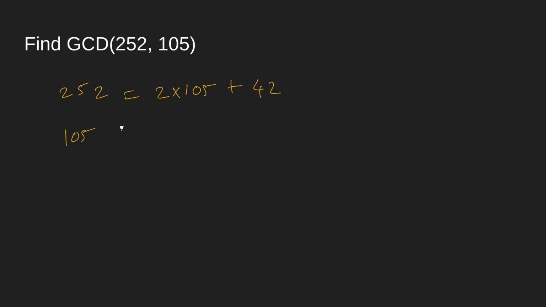And 105 can be written as 2 times 42, which is 84. So 84 plus 21 will be 105, so 21 is the remainder. And 42 is 2 times 21 plus 0. It's quite fast. We arrived at the GCD in just two or three steps. So what is the GCD? 21 is the GCD, because 21 divides 42 exactly.